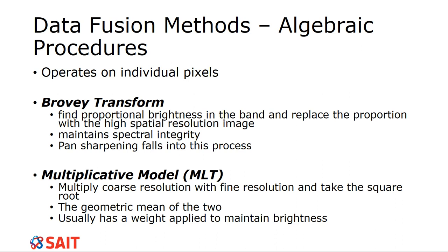Then we also have the multiplicative model, MLT. This one's really easy. You take your panchromatic image and you take every band and you multiply them together, and then you take the square root. The panchromatic image that you're putting it with takes on those lines of where the pixels end and begin.